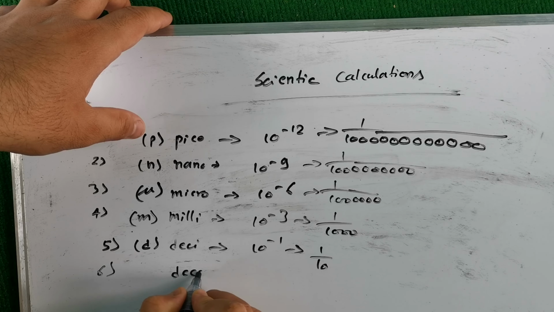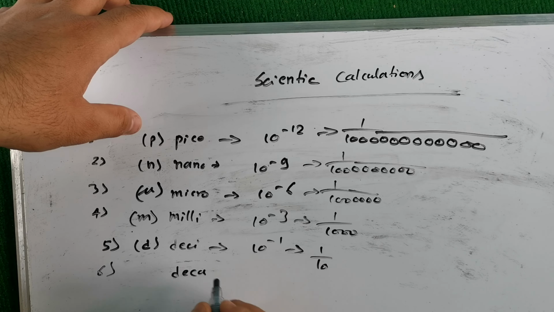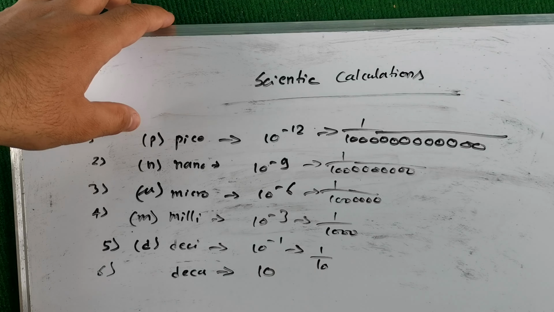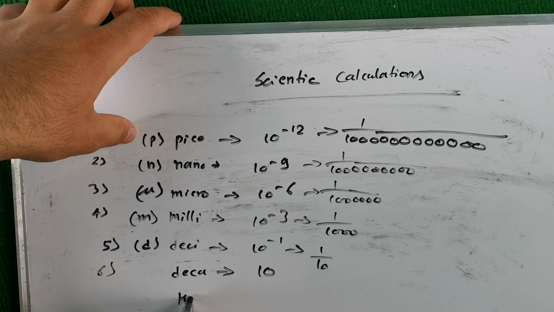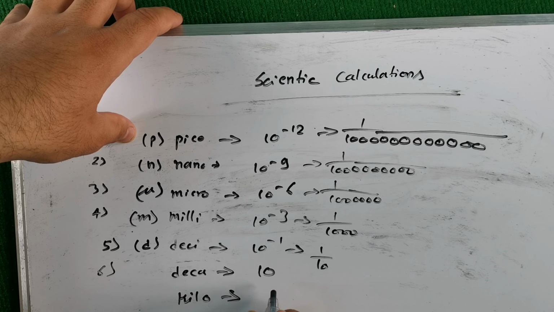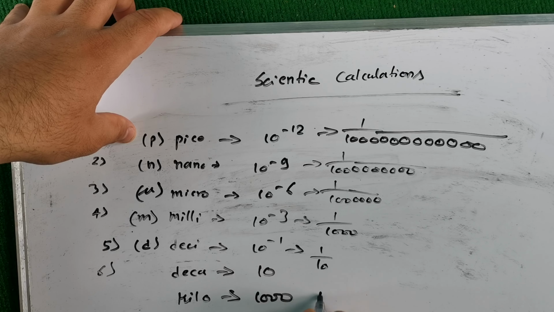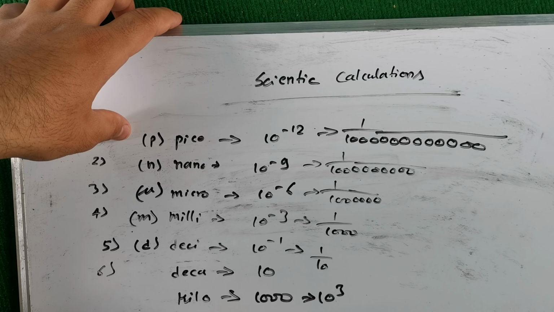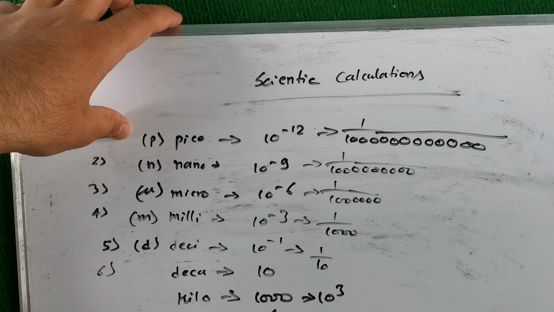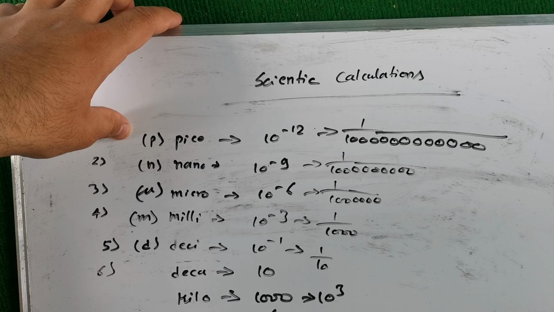Deca. Do you know the meaning of deca? D-E-C-A, deca. Deca means 10. Kilo means 1000 or 10 to the power 3. Mega means 10 to the power 6. Giga means 10 to the power 9. Tera means 10 to the power 12.